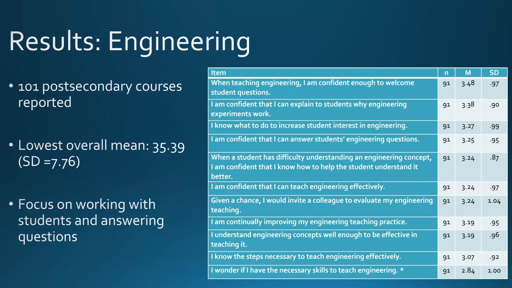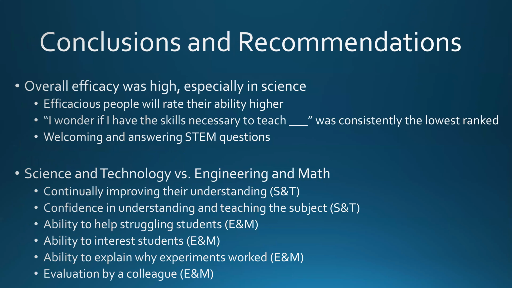Then finally, we take a look at engineering. We saw the fewest number of post-secondary courses reported for engineering, the majority of teachers just reporting that they only had 0 or 1 courses, and this one course was usually agricultural engineering. It had the lowest overall mean, showing the lowest levels of efficacy, and it had the highest standard deviation, indicating that some teachers felt very good about engineering and some felt very, very poorly towards engineering. Just like with mathematics, we saw more of a focus on working with students and answering student questions.